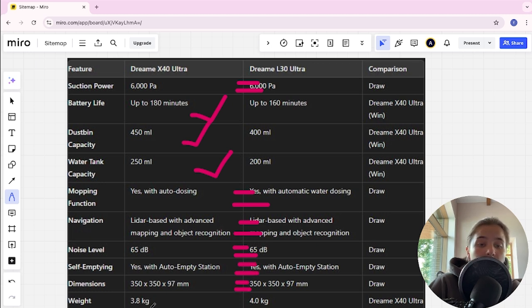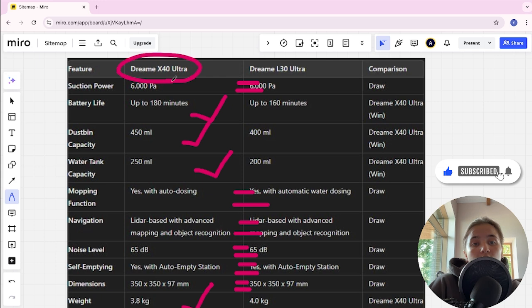Weight: 3.8 kilograms and 4 kilograms. And the Dreame X40 here is the winner. And if you want more suction power, long battery life and an affordable price, you are better off with the Dreame X40 Ultra.